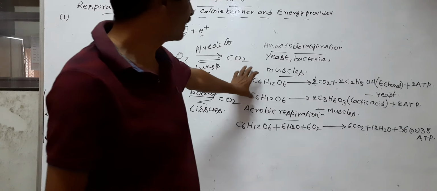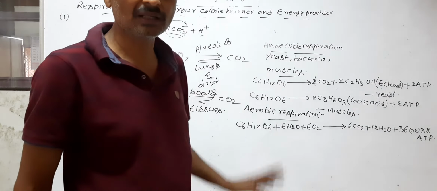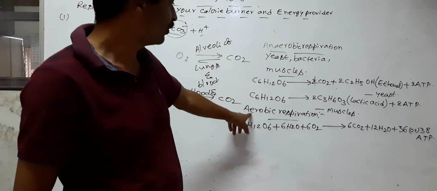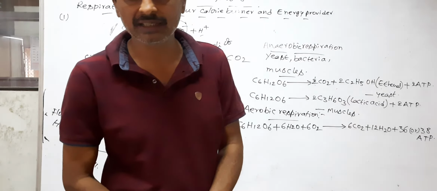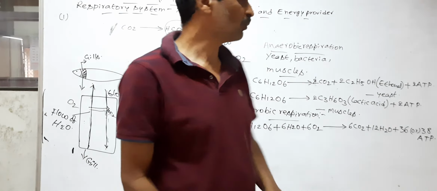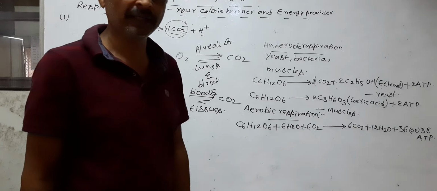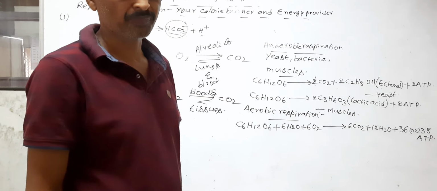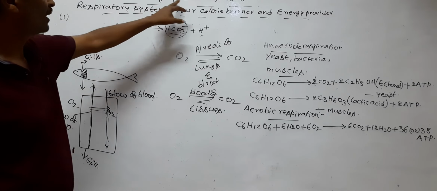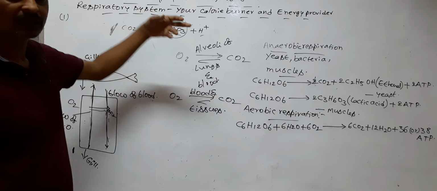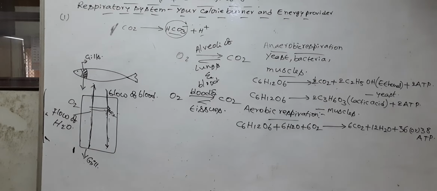So in anaerobic respiration, 2 ATPs are released, but in aerobic respiration, 36 or 38 ATPs are released. So more energy is released in aerobic respiration. So this is the introduction of breathing and exchange of gases, or respiratory system.